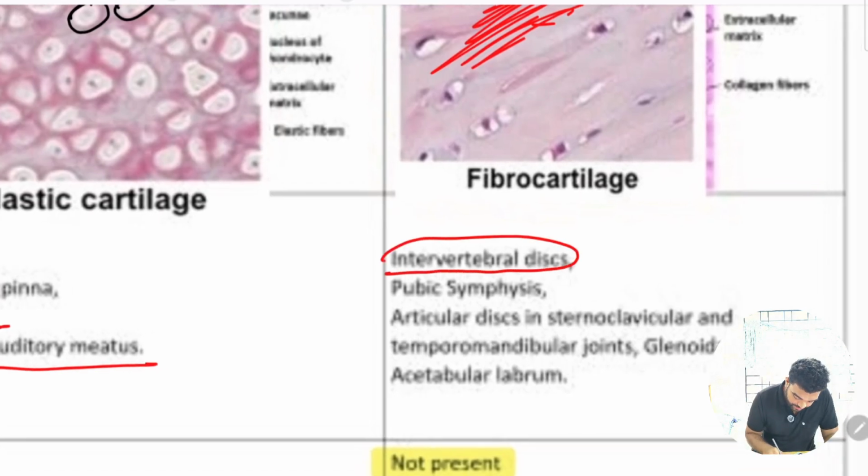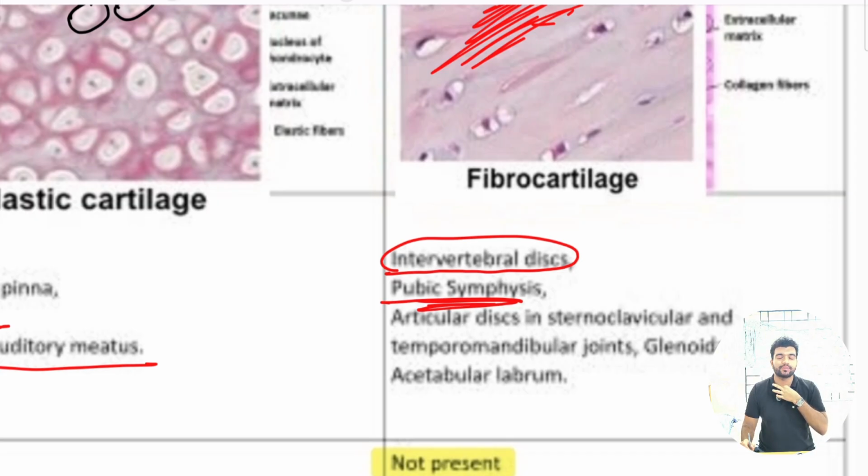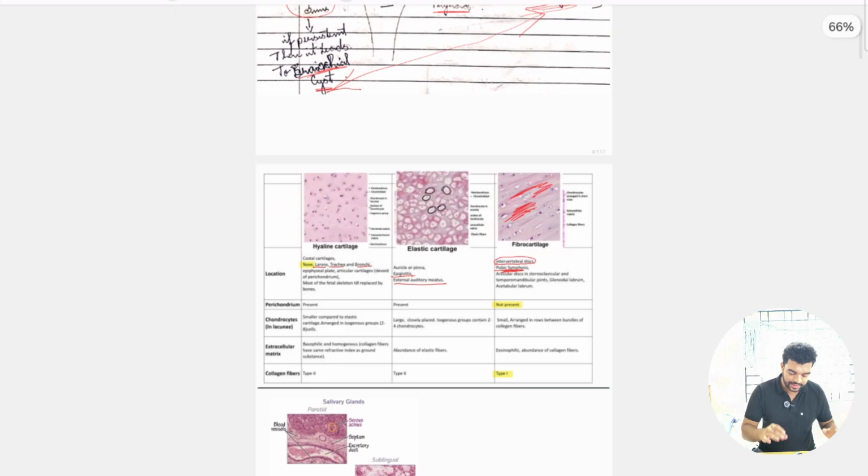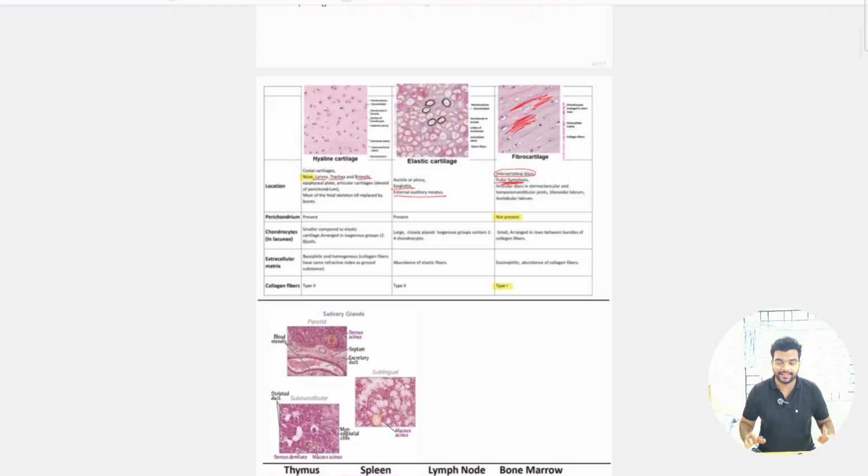So in between the intervertebral disc, you know, right, the cartilage will be able to move all these things, but fibrocartilage, the vertebral disc, you wouldn't be able to move, and the pubic symphysis, which is very hard, will also not be able to move, and the sternoclavicular joint, all these things will be having the fibers. So that is how you can remember these cartilages. That is all and everything you need to know about the histology of the cartilages.